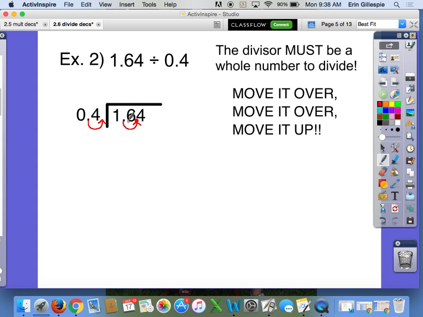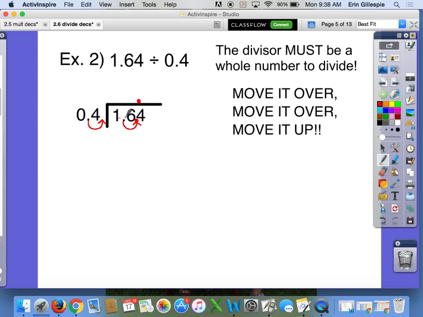Move it up means, remember, wherever that decimal is in your dividend, that's where it goes in your quotient. It's really important with dividing with decimals that you're very neat, that your numbers line up nicely, or else you're going to get numbers in the wrong spot or a decimal in the wrong spot. So take that extra time to be very neat when you're doing your division.